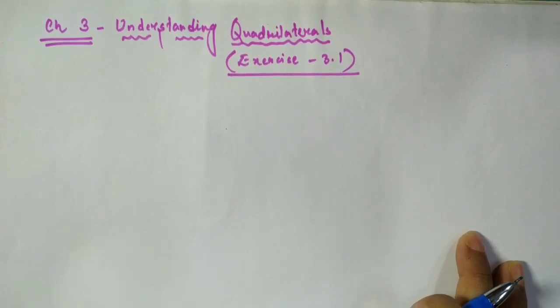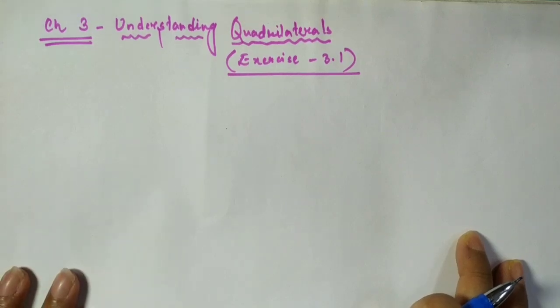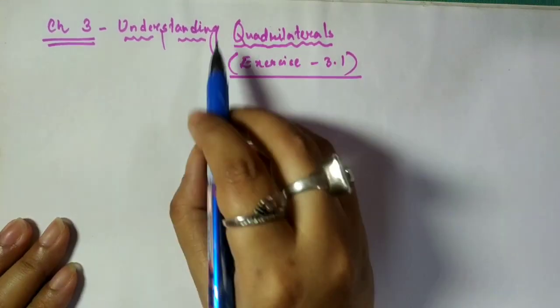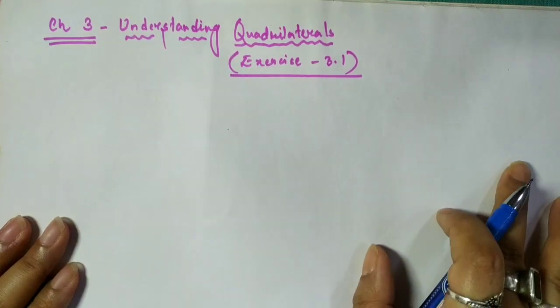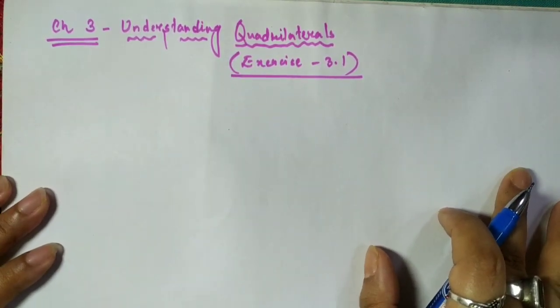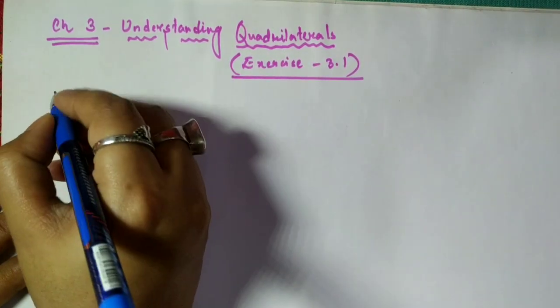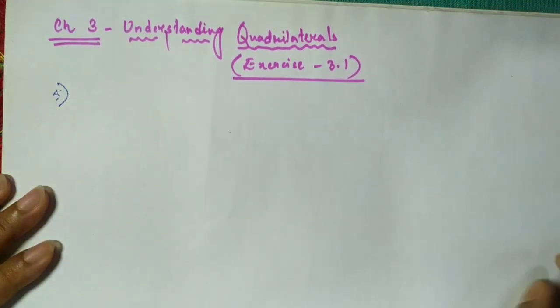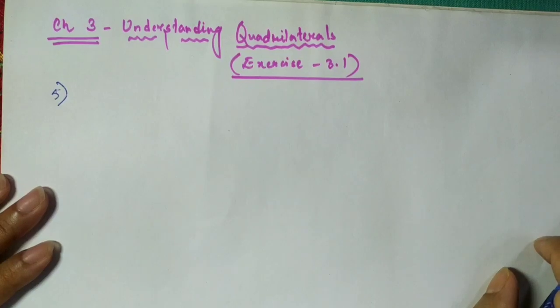Hello everyone. Today we will be starting with the remaining few questions of exercise 3.1 of our chapter 3, that is understanding quadrilaterals. So in the last video we have completed till question number 4. So today we will be starting with question number 5. So let us see what is given in question number 5.